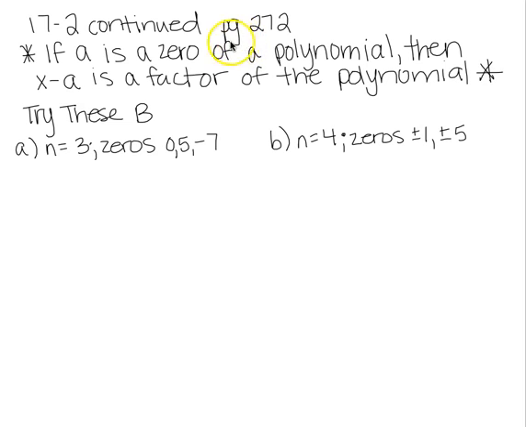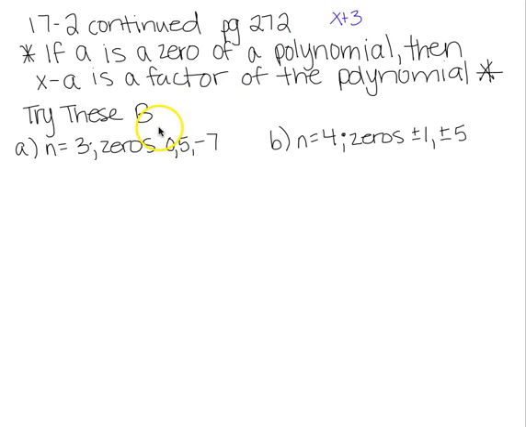So on page 272, in the math tip box, it says the following. If a is a zero of the polynomial, then x minus a is a factor of the polynomial. This should seem familiar because this is kind of what we talked about when we did synthetic division. When it would tell you with synthetic division to divide by x plus 3, that was the factor, and what we would put in the box was negative 3. It's the same idea here, except in reverse.